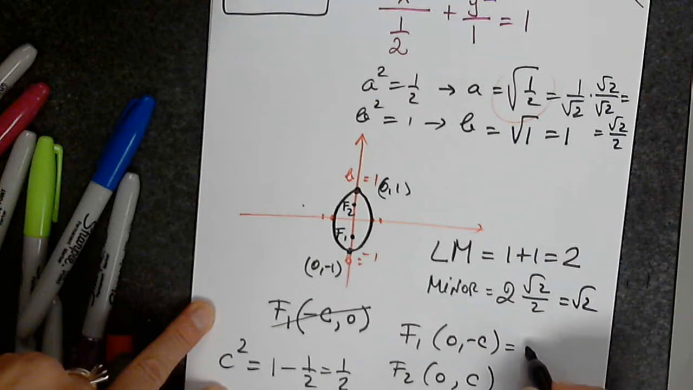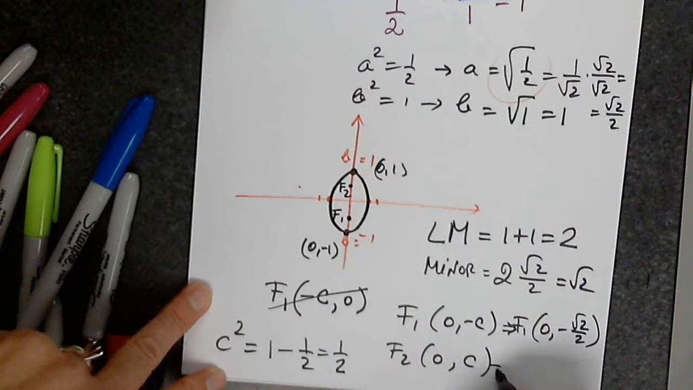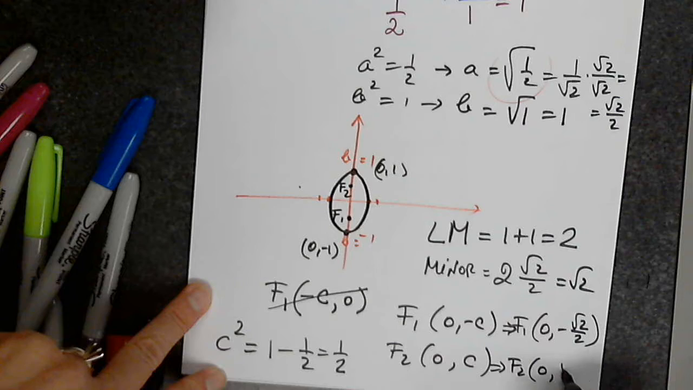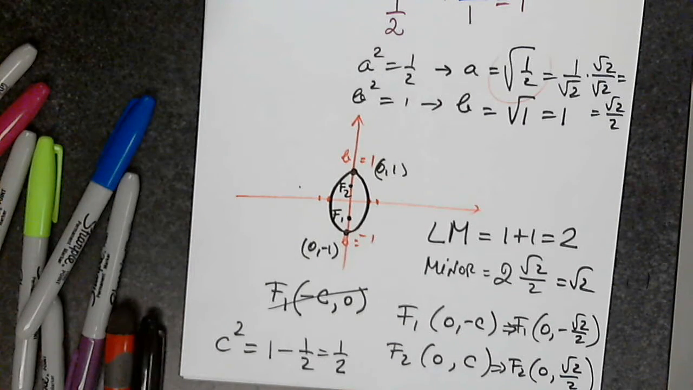So F1 will have coordinates. So from here, F1 will have 0, negative the square root of 2 over 2. And F2 will have 0, the square root of 2 over 2. Is this okay so far? Yeah. Okay, so let's go back to the requirements.